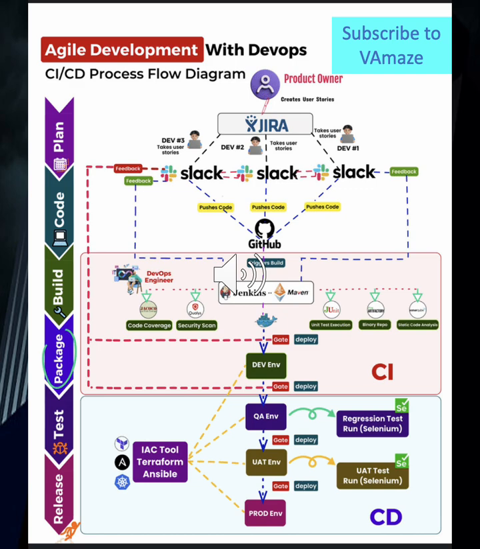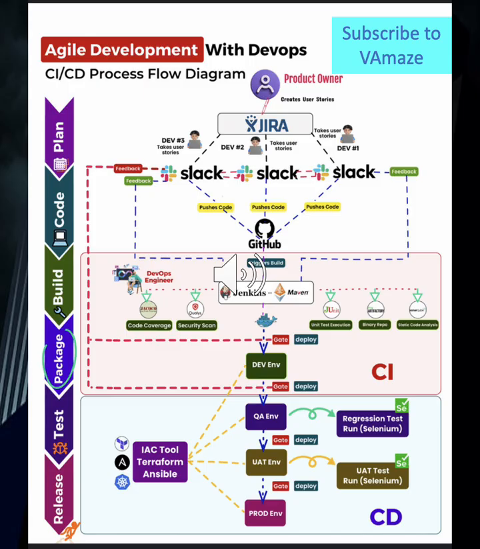Key benefits of this workflow. 1. Automation. Reduces manual errors and increases deployment frequency. 2. Quality assurance. Multiple testing phases ensure high-quality releases. 3. Traceability. Clear connection from user stories through the production deployment.